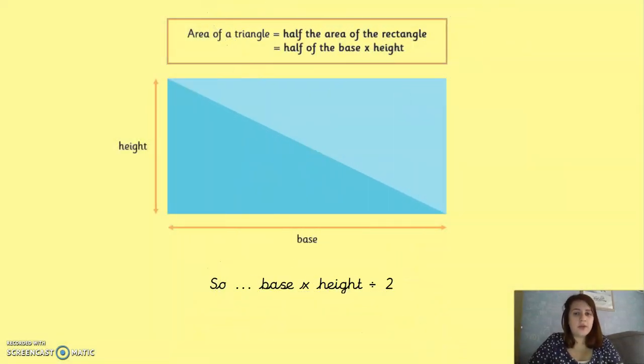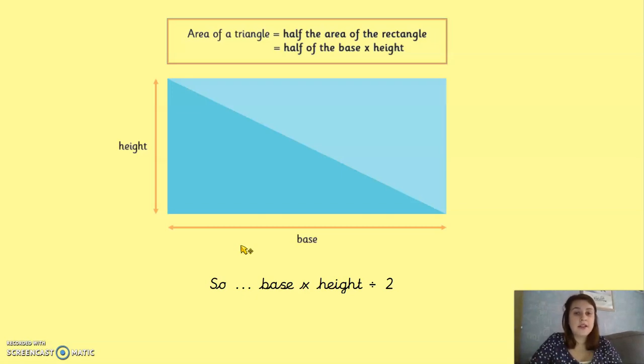So to work out the area of a triangle, you halve the area of a rectangle. So you divide it by 2, which is why I tried to show you similarities and differences of rectangles and triangles, and also that if you split it in half, you get 2 triangles within, basically. So what you do is you do the same formula you would for a rectangle and a square. You times the base by the height, and then you divide your answer by 2.